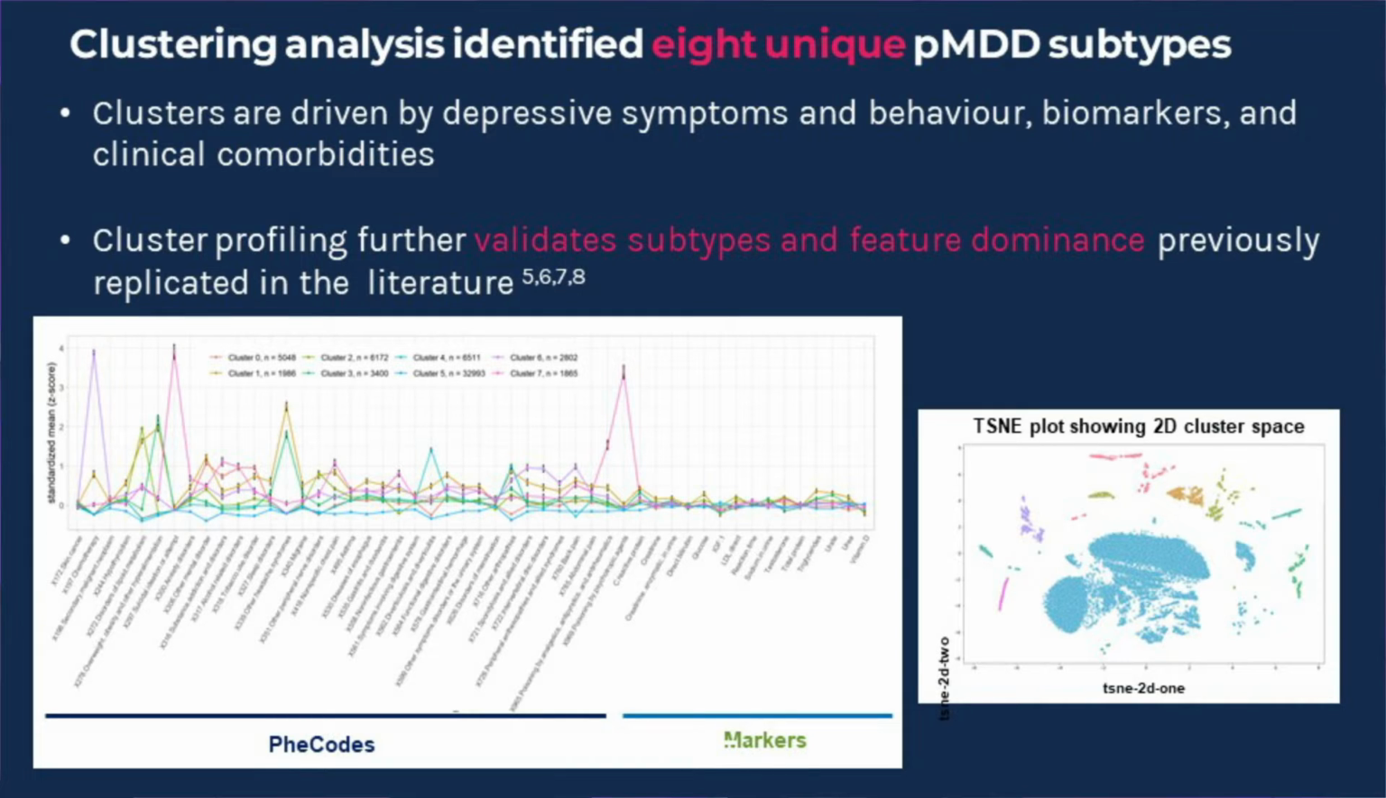Once we identified our clinically meaningful features, next we wanted to do the clustering. So here I'm going to show you the overall clustering results. We identified about 8 unique clusters. We started with data, then feature selection, now the clusters, right? These clusters are driven by depressive symptoms, behavior and biomarkers, and are also enriched with other clinical comorbidities. I'll break it down in the next slide.